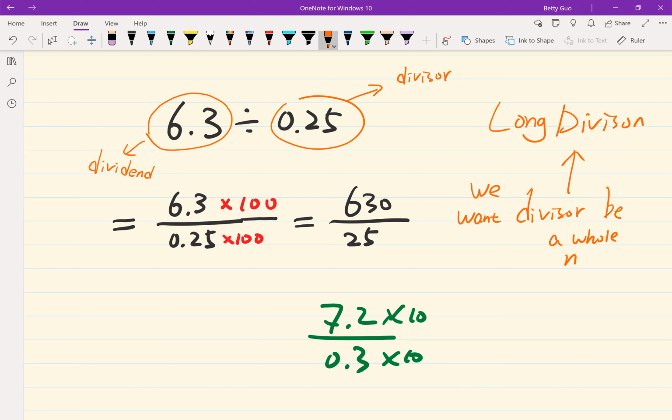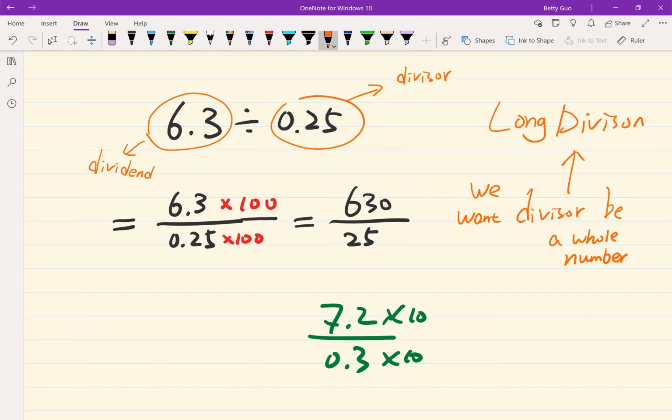But you don't want a very large whole number, right? For example, here, 0.3 times 10 would be enough to get a whole number, which is 3, right? If you multiply by 100, you will get 30. Then both numerator and denominator will become very large numbers. That's not convenient. So you just count the number of digits to the right of the decimal point. Here you have one digit only, right? So you only need to multiply by 10 to get a whole number.